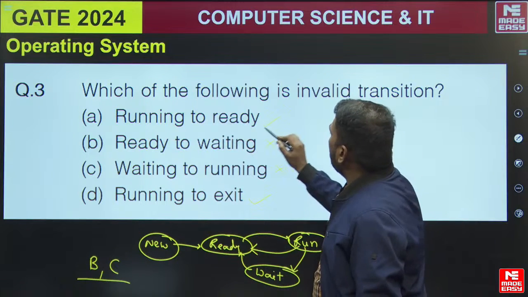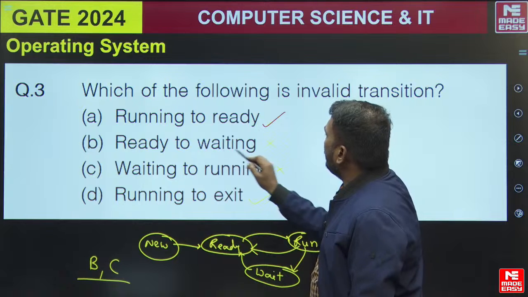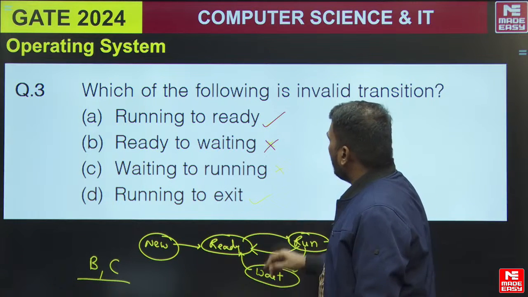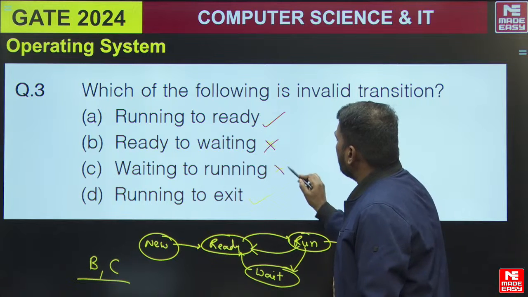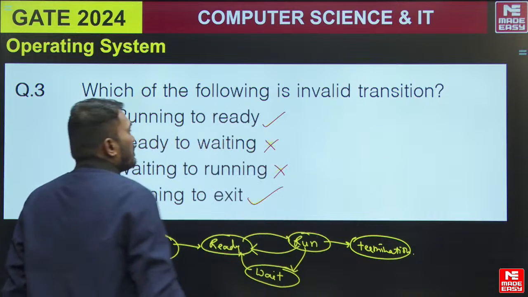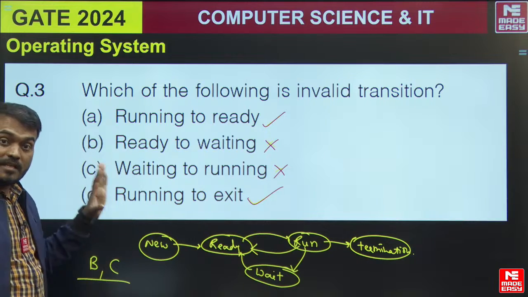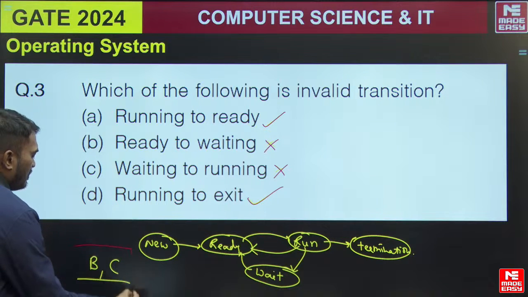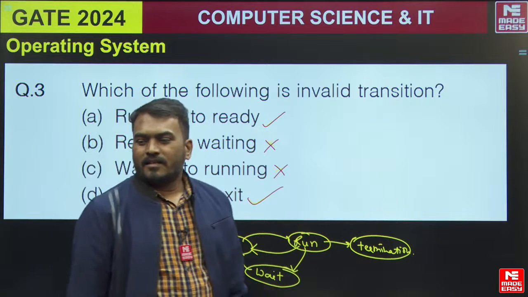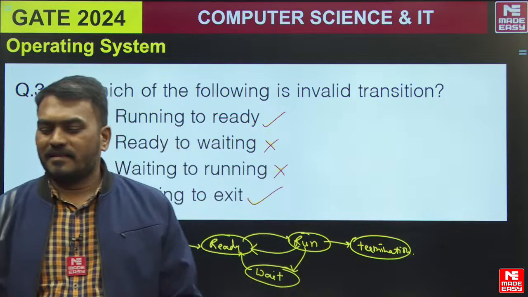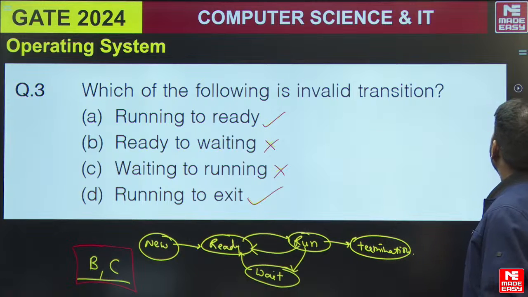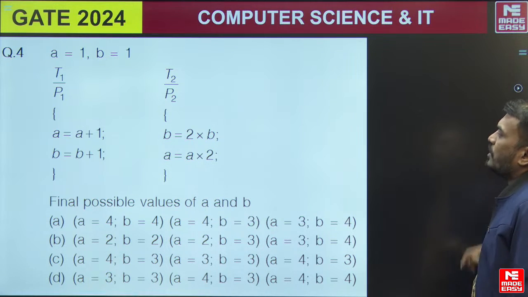So running to ready is valid. Ready to waiting, there is no transition, so that is invalid. Waiting to running is invalid, and running to exit is valid. I think this is also an MSQ question, asking which of the following is invalid, so the right answer is B, C. You got the same answers? Okay, fine. Let's move on to the next question.